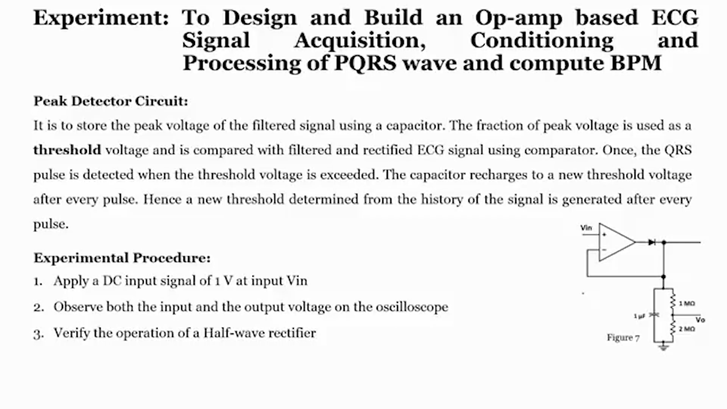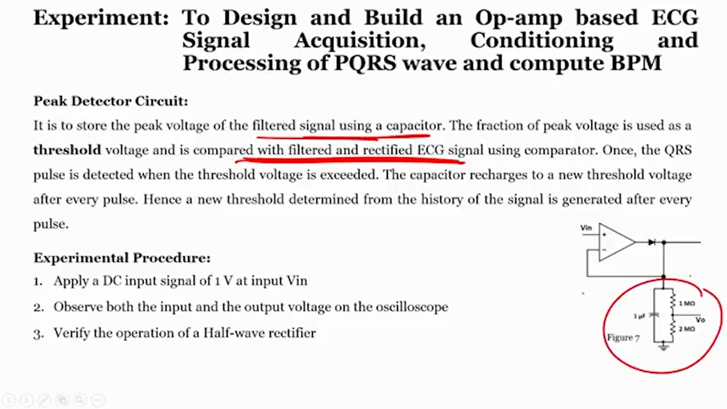So, what is the role of the peak detector? The peak detector is used to store the peak voltage of the filtered signal using a capacitor. The fraction of the peak voltage is used as a threshold voltage and is compared with the filtered and rectified ECG signal. Once the QRS pulse is detected, when the threshold voltage is exceeded, the capacitor recharges. Here you can see the capacitor recharges to a new threshold voltage after every pulse, and the new threshold voltage, determined from the history of the signal, is generated after every pulse. It is very simple.